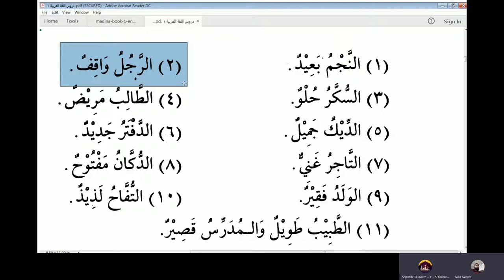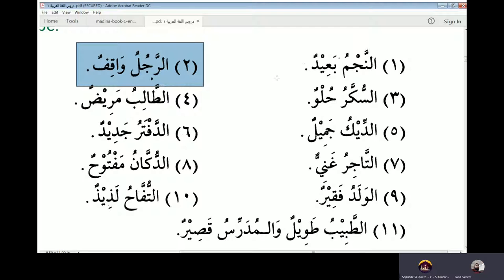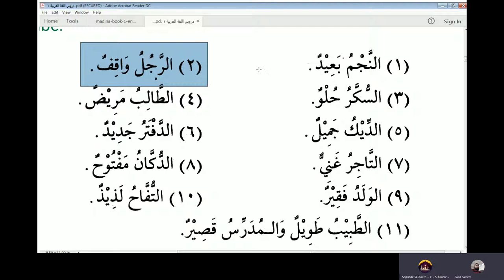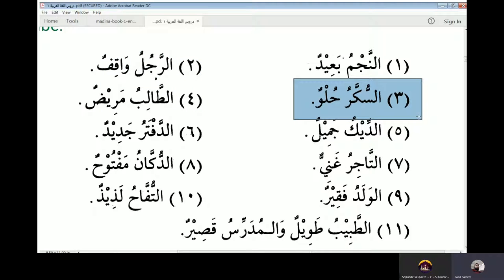Ar-rajulu waqifun. Ar-rajulu waqifun. The man is standing. Correct.